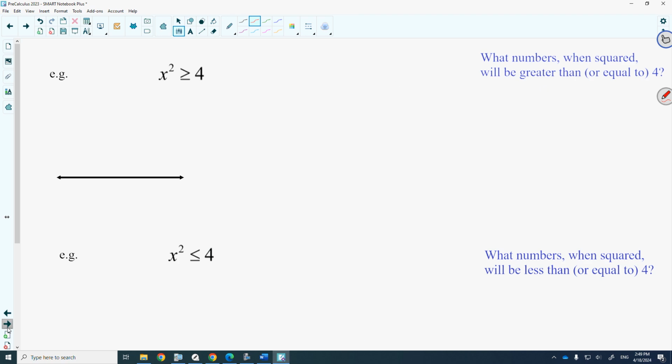Okay, let's do these ones. So again, this is a quadratic. Quadratic means we're going to factor. So I'm going to bring this 4 over here. I've got x squared minus 4. From here, this is a difference of squares. So I'm going to get x minus 2, and I'm going to get x plus 2.